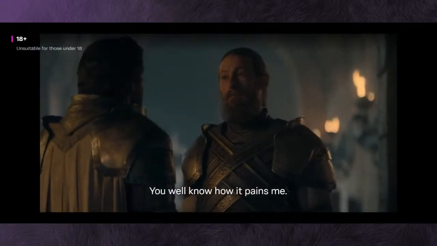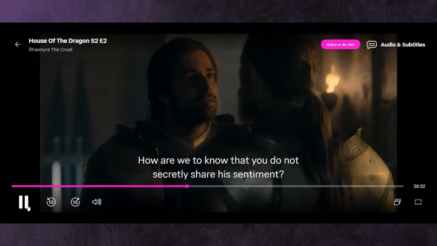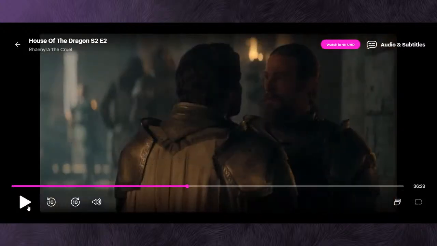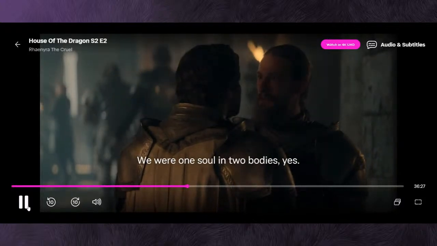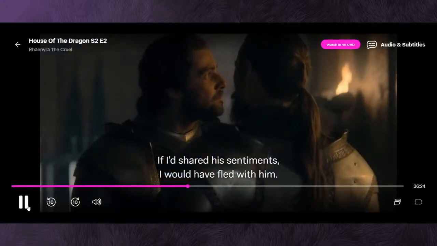You well know how it pays me. How are we to know that you do not secretly share his sentiments? I denounced him before the king. Okay, so he's looking at him there. Cool, we've got him. So that's fine. We're cool. He's just got intense glare. You are one soul in two bodies, yes. If I'd shared his sentiments, I would have fled with him. Okay, Lux looking off to the side. I'll give him that one. It's okay. You can look away.